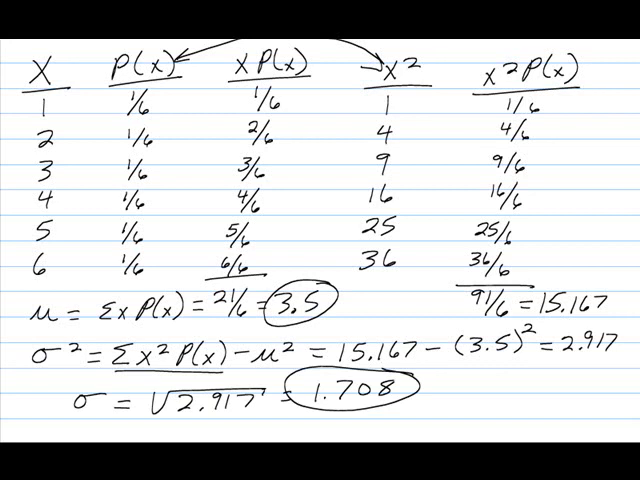Once again, the process will always be the same. You create these columns, get the sum of x squared times p of x. Once you get that, you subtract the mean squared, and that will give you your variance. Then you can take the square root to get standard deviation.